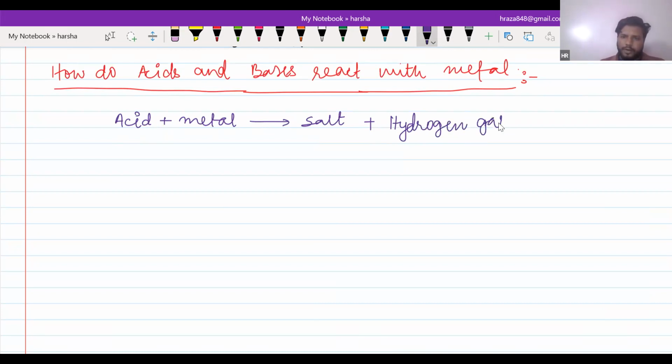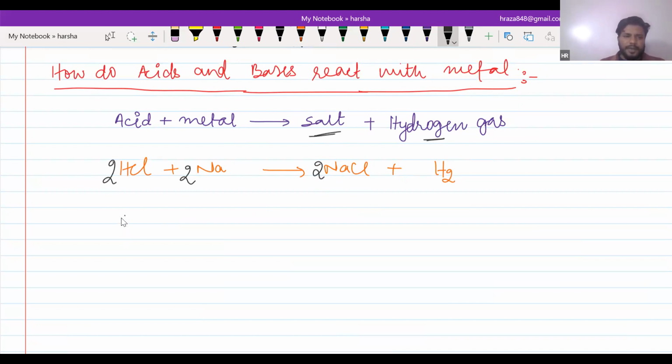Salt plus hydrogen gas. If you take an example, HCl plus Na, this is sodium, so you will get NaCl plus H2, and you can easily balance it by multiplying by 2. It can be balanced. So whenever an acid reacts with metal, it will form salt plus hydrogen gas.